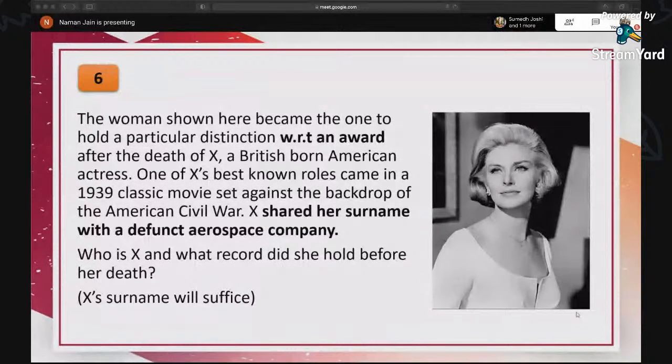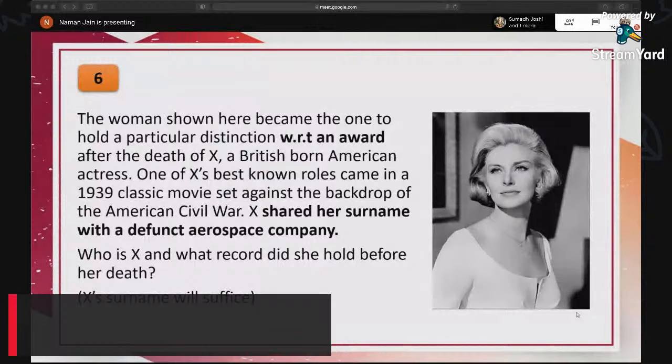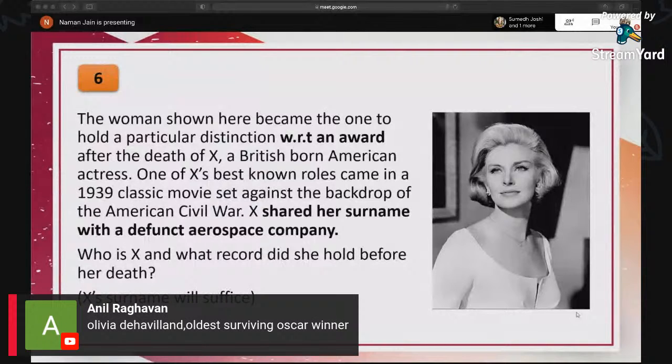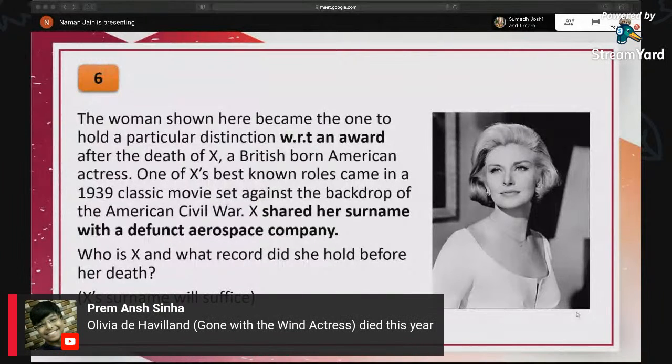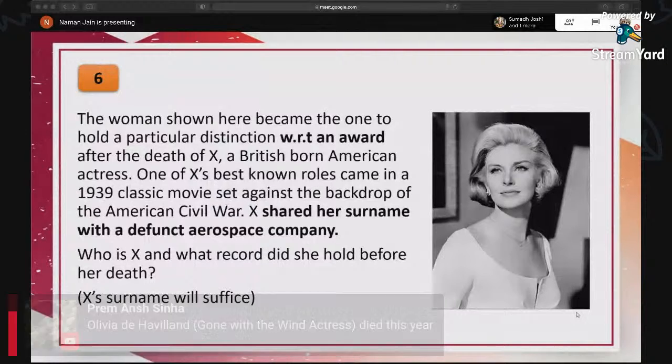Anil and Prem say Olivia de Havilland, Gone with the Wind actress, who died this year. Yes. Oldest surviving Oscar winner. Yeah, oldest surviving best actress. She was the oldest surviving best actress.